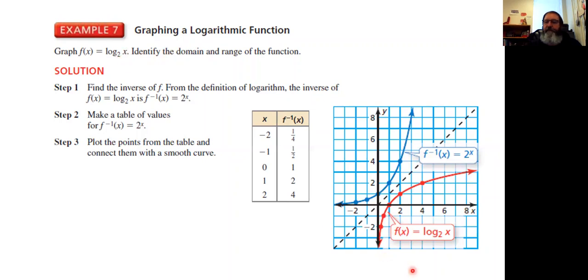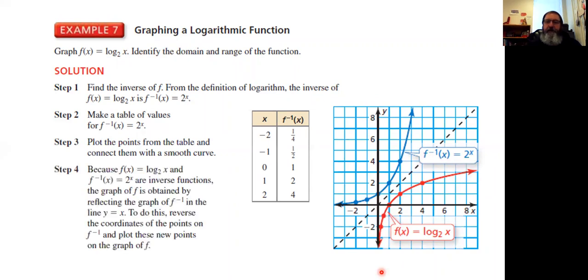And then of course, identify the domain and range. We talked about this earlier. We're coming up here to this asymptote at the y-axis. We're not ever going to touch the y-axis, so we're never going to quite get to 0. So our domain is greater than 0, but our range is all real numbers.